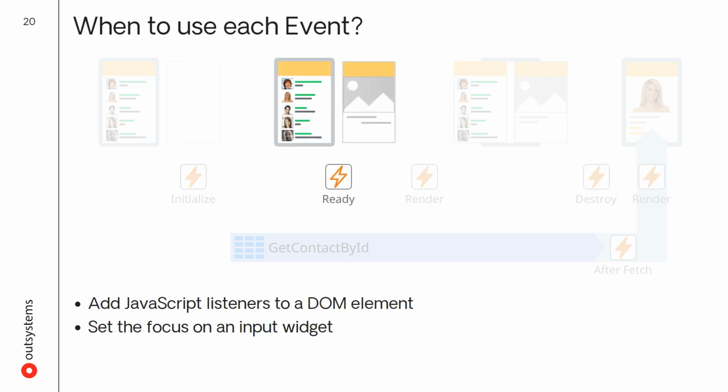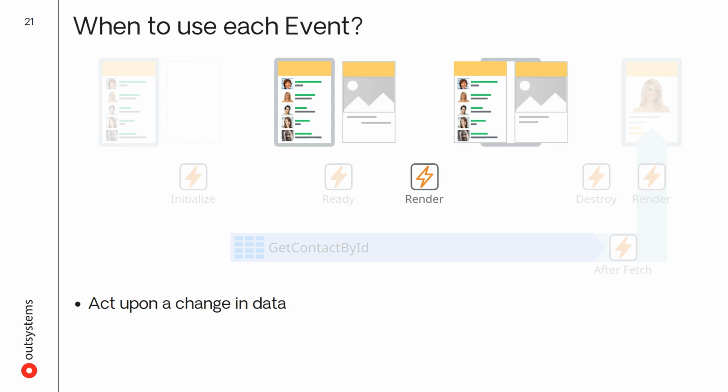As for the ready event, at this point the DOM is already available, although the screen is not yet visible to the user. Adding JavaScript listeners to elements that are part of the DOM is a good use case. Also, we can use it to set the focus on one particular widget. As the screen renders, the render event triggers. Since this event is also triggered whenever anything on the screen changes, this event may be useful to react to changes in data.